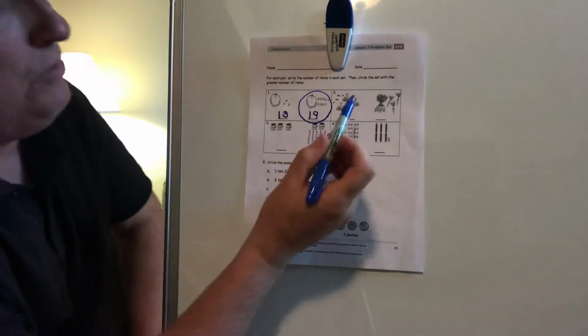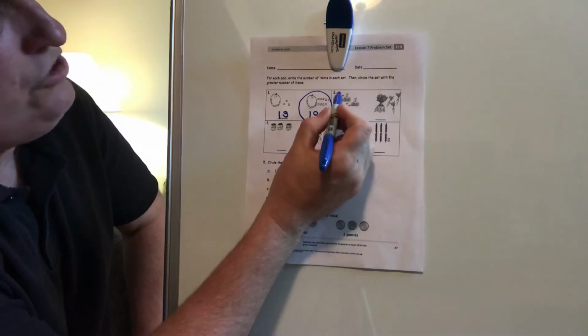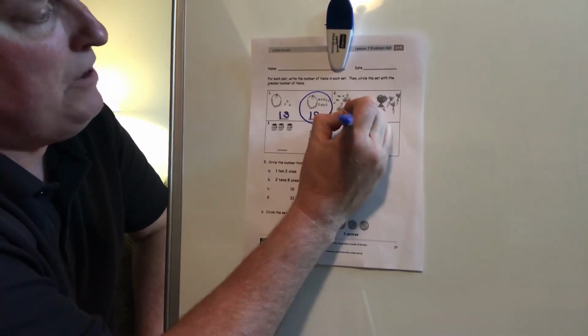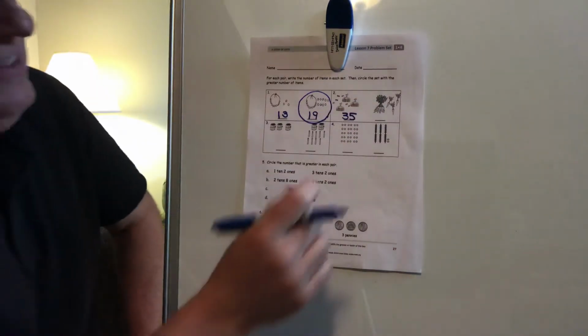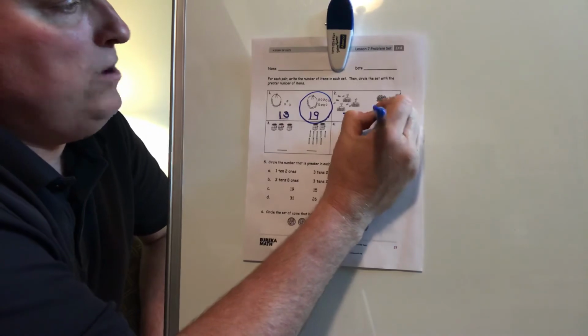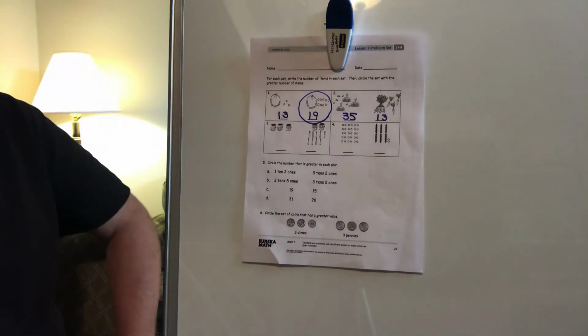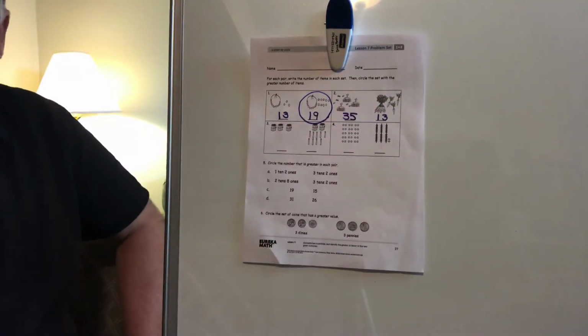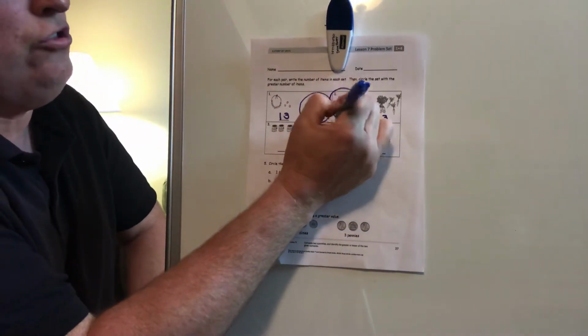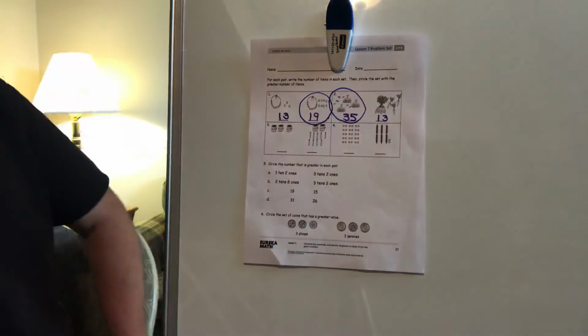Let's do the next one, boys and girls. This has 1, 2, 3, 4, I believe it's 5 loose ones and 3 bundles of 10. This one has 3 loose ones and 1 bundle of 10. So which group is greater, 35 or 13? 35 is greater, so we circle the 35.